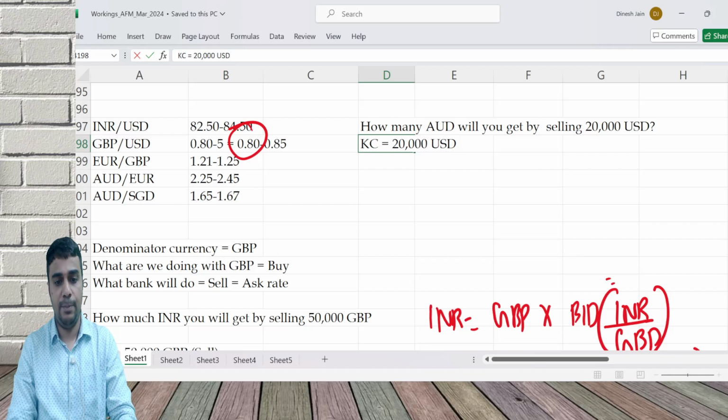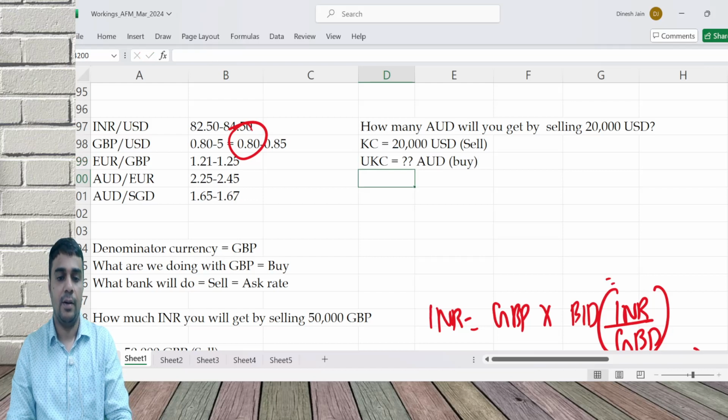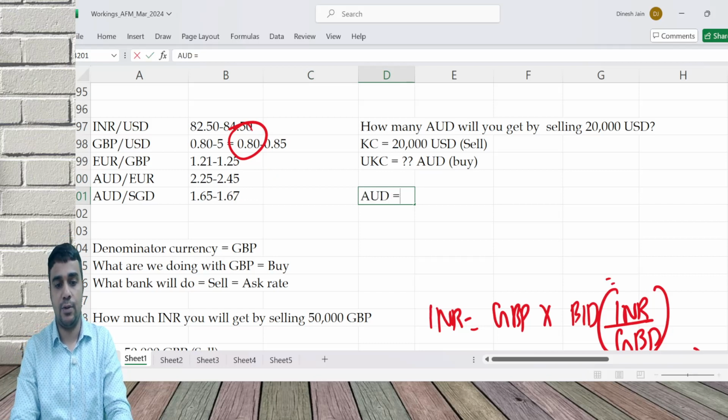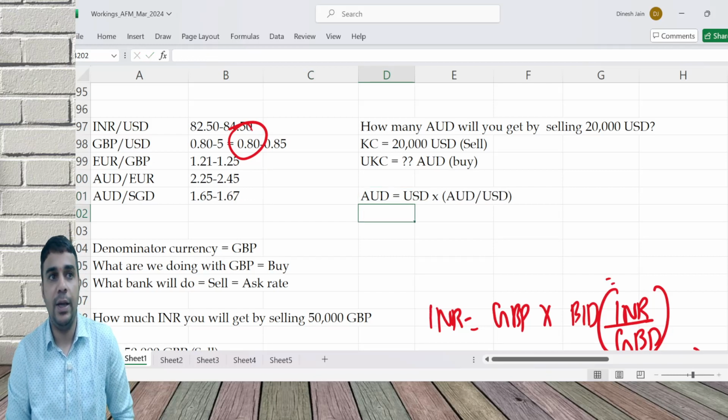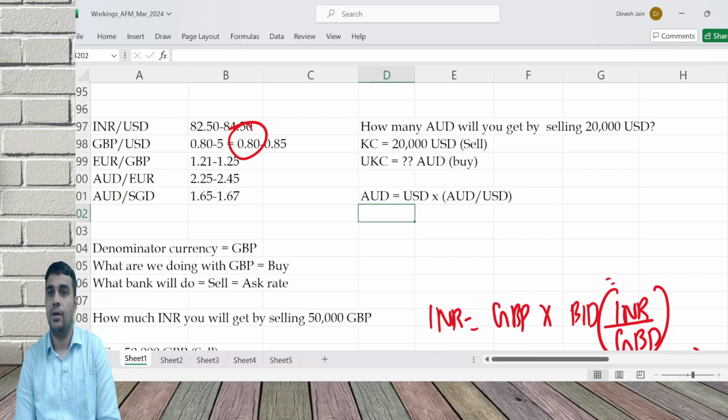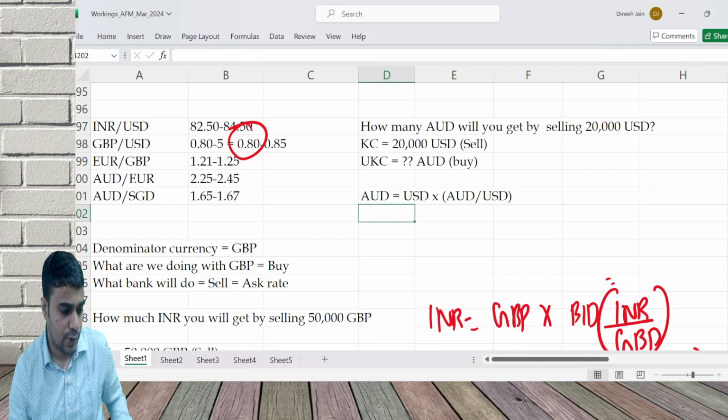20,000 in brackets. What are you going to do? Sell. Known component AUD. What is going to happen with AUD? Buy. Step 1 is done. Step 2, left hand side, what do you write? AUD is equal to USD into AUD by USD. What's the denominator currency? USD.